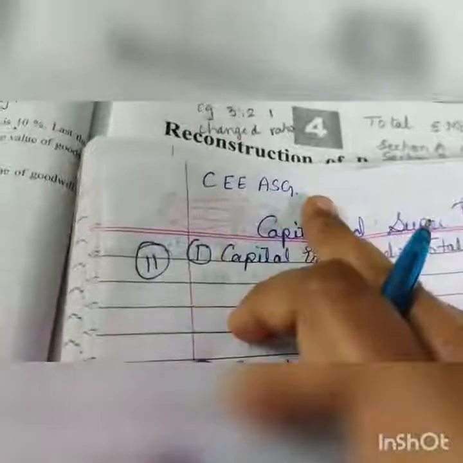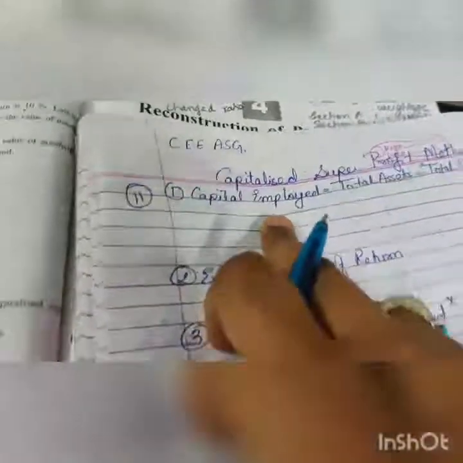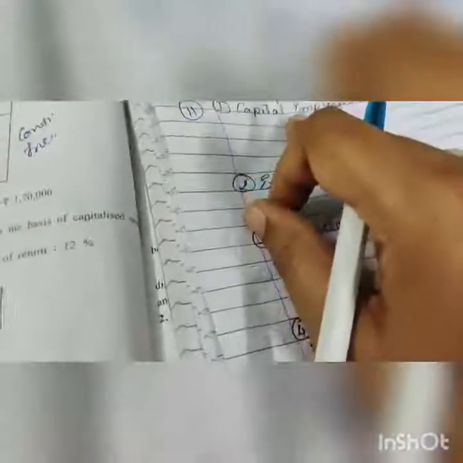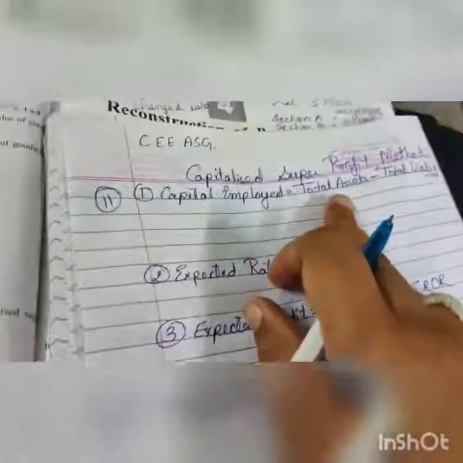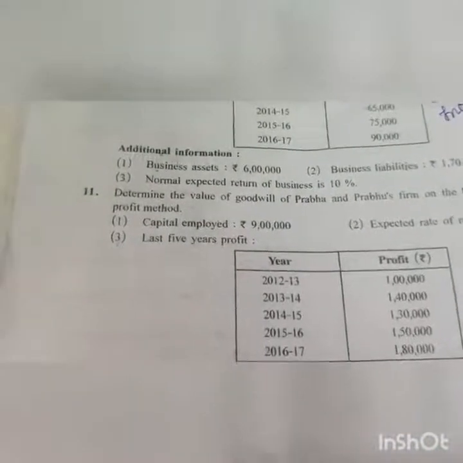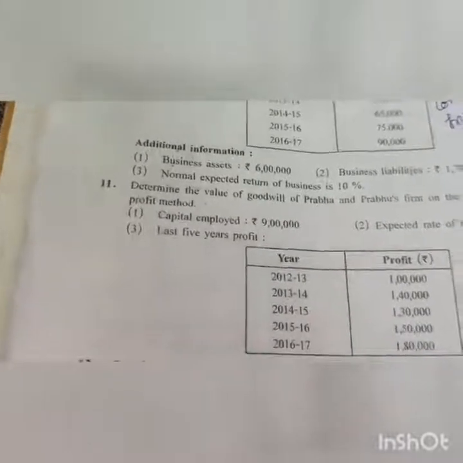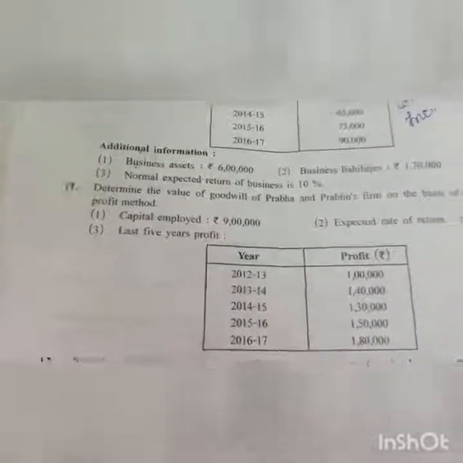Here you are supposed to follow the same 4 steps of the capitalization and super profit method. So see, now capital employed, the formula is total asset minus total liability. In the sum they have given that capital employed is directly given, so no need to do the deduction of total asset minus total liability. Capital employed is directly given, that is 9 lakh.